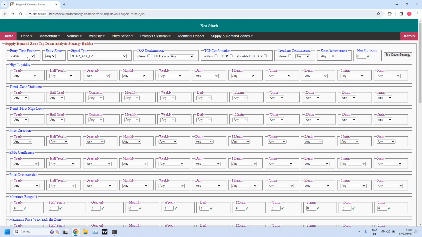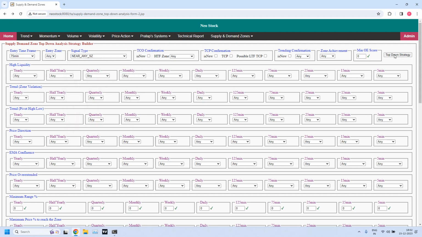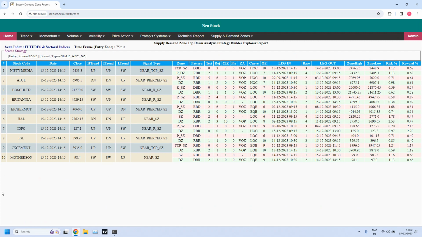Let's go back. Entry time frame is 75 minutes. Let us find the stocks near 75 minutes supply zone. So 10 stocks are filtered where price is near to the 75-minute supply zone. So let's find high liquidity zones.